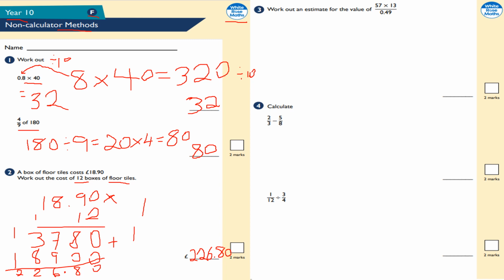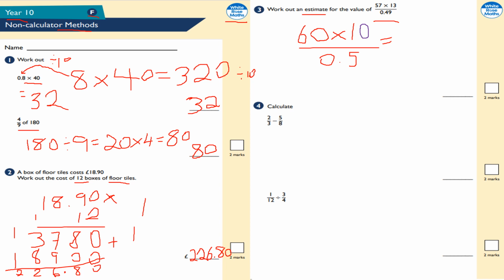Question number 3. Work out an estimate for this sum. Whenever you see the word estimate, think of rounding to one significant figure. So that'll be 60 times 10, divided by 0.5. Essentially I'm rounding the numbers on my numerator to the nearest 10, and then I'm rounding the decimal to one decimal place. Sorry, it should be 10, not 13. So you are always rounding to the first non-zero number, and then the rest are going to be zeros.